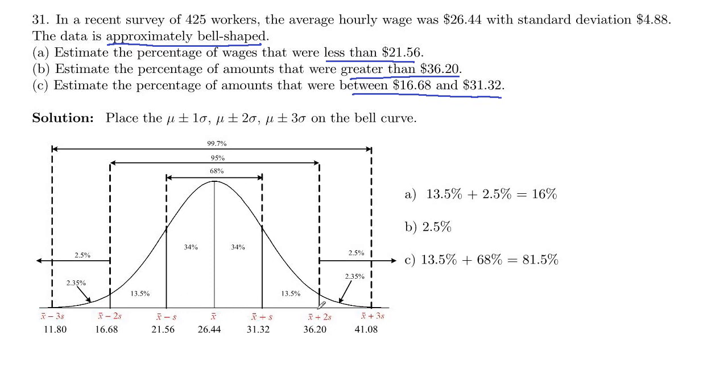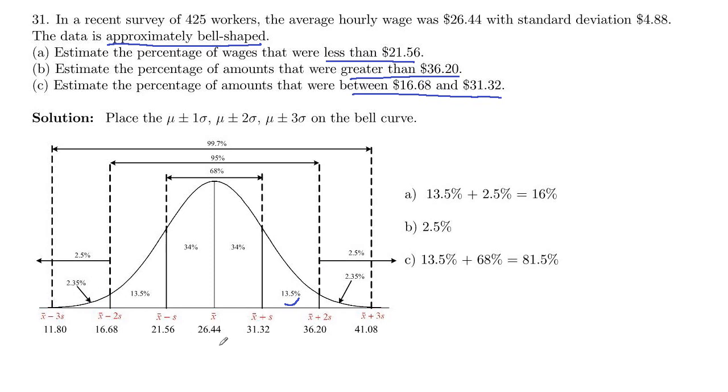95% of the data is between 2 standard deviations above and 2 below, with 68% in the middle. That leaves 13.5% here and 13.5% here. And then since 95% is in the middle, that leaves 5% for the outside edges, 2.5% on the left and 2.5% on the right. Now, if you want just between 2 and 3 standard deviations above, that's a little bit less. That's 2.35%. Same for 2 and 3 standard deviations below.